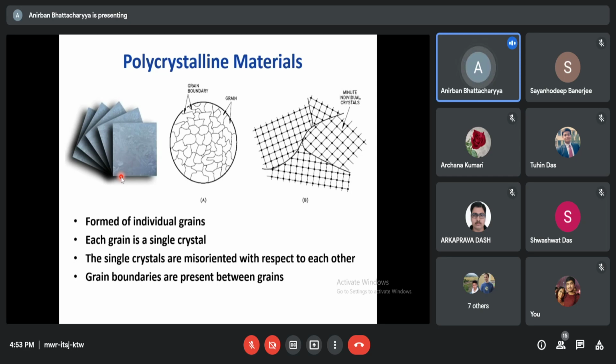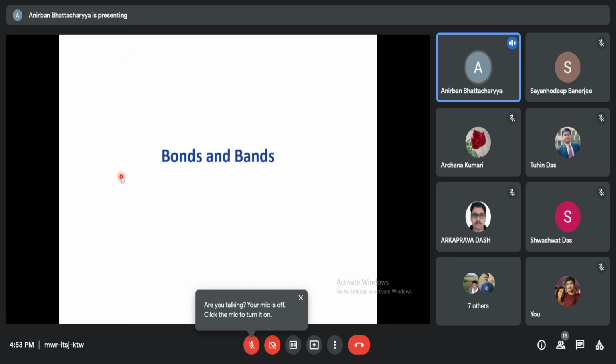They are difficult, more challenging to make devices out of, but that is where the fun begins. That's where the research starts. So based on all of this discussion, let's go to the next topic, the bonds. Yeah, I call it bonds and bands. This is the new topic for today, bonds and bands.